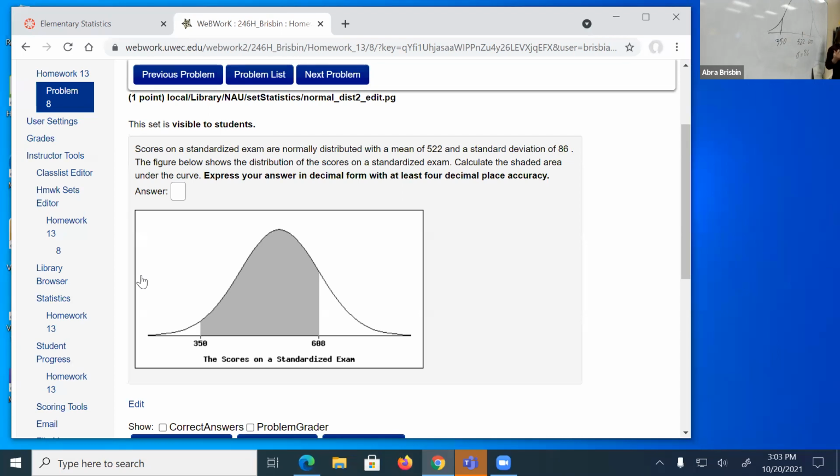So here we have a normal distribution, and we're looking for the area under the curve between two values, which is the same as saying we're looking for the probability of being between 350 and 608. So what calculator function can we use if we have a normal distribution and we want the probability of being between two numbers?